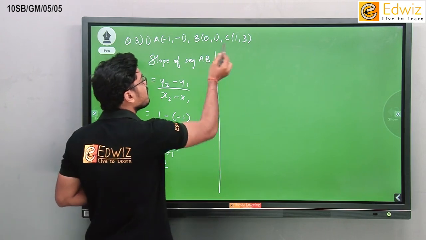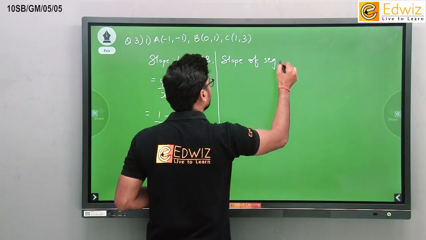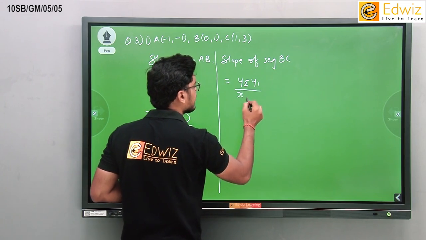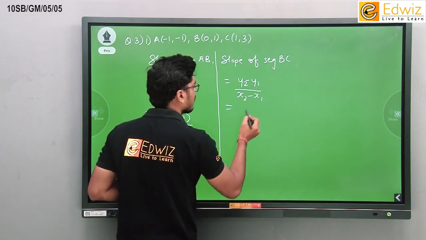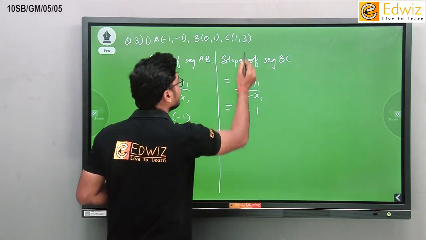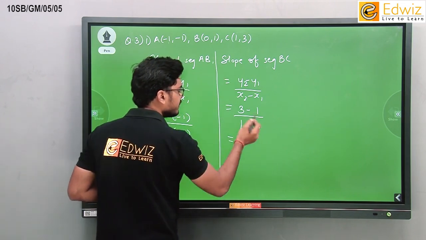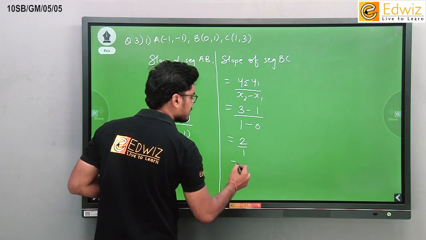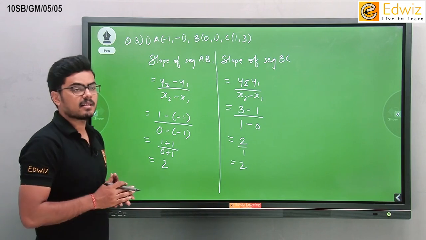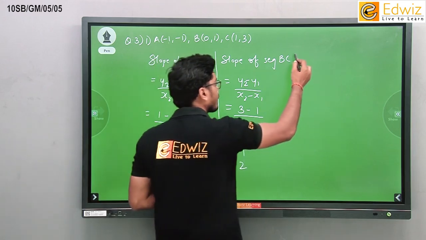Similarly, we will find out slope of segment BC. So this will still be equal to y2 minus y1 upon x2 minus x1. This is just the formula. Okay, so substitute the values. 3 minus 1, y2 minus y1, divided by 1 minus 0. Now look here, we are getting the same answer, 2 upon 1, that is 2. Okay, this is the slope of segment BC. We can double check the answer once again by finding out the slope of A and C. Okay, let us do that also.